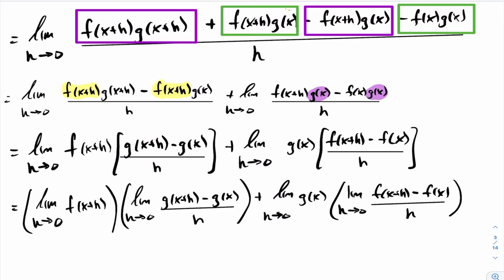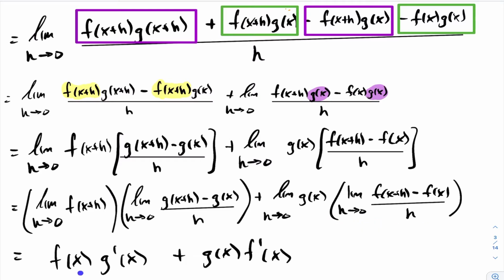Applying our limit to each expression, you'll see here that the limit as h goes to 0 of f at x plus h will just be f at x. The limit as h goes to 0 of this expression is exactly g prime at x. The limit as h goes to 0 of g at x is just g at x, right? There is no h in my function here. Therefore, the limit has no effect on the function g at x. And likewise, the limit as h goes to 0 of this expression will be f prime at x. Writing this down, we get f at x times g prime at x plus g at x times f prime at x, which is exactly our product rule.